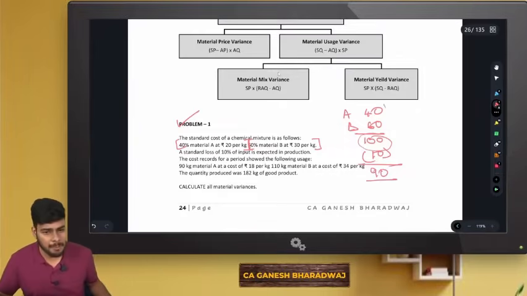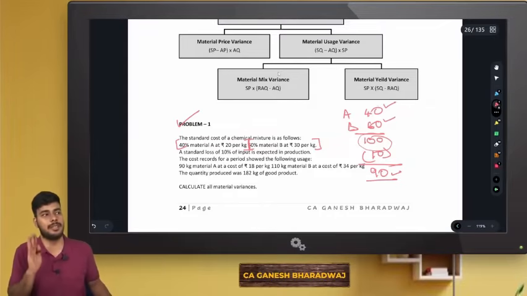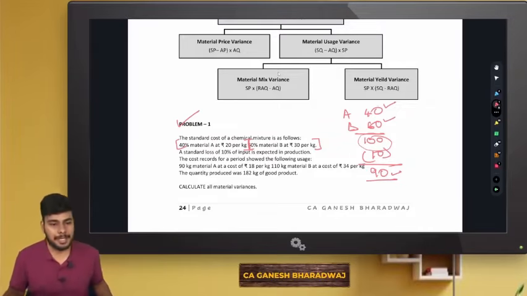So only if I input 40 kgs of A and 60 kgs of B, will I get an actual output of 90. Are you clear with this? This is what they have given. This is the first part.